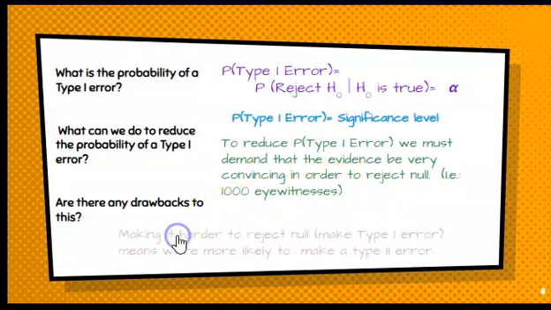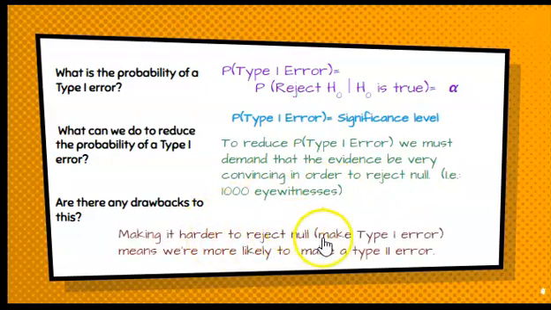Now, are there drawbacks to this? Well, yeah. If you make it harder to reject the null, meaning you make it harder to make a type 1 error, that means you're going to make it more likely to make a type 2 error. And we'll look at this more in the next section. But they're not complements of one another, but they are related, and I'll show you that in the next one. But that's the drawback. If you make it harder to make a type 1, you are inevitably making it more likely that you're making a type 2 error. So you have to be careful.